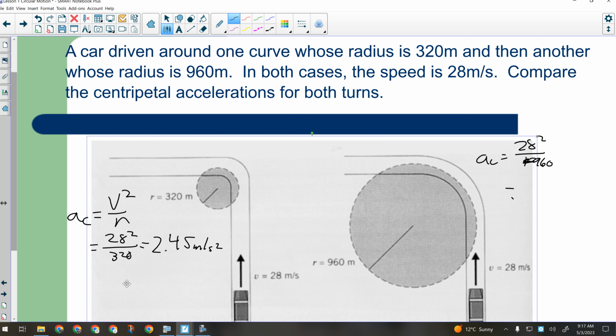We bank corners because it makes them safer. And we can guarantee a speed at which they will be safe regardless of the road conditions. So if you see the recommended speed for a banked corner, that's the speed to take it at right after freezing rain when there's essentially no friction. If you go faster than that, you'll slide out. If you go slower than that, you'll slide in.